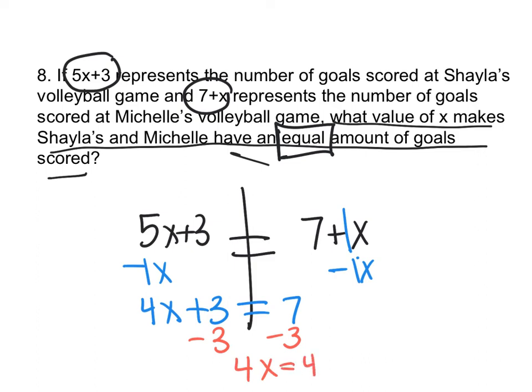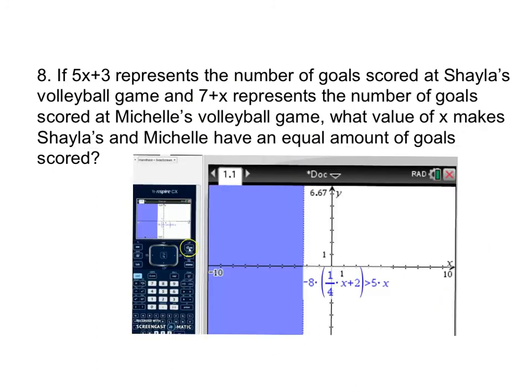Lastly, in order for me to get rid of this 4, I need to divide. So I have 4x equals 4. I'm going to divide by 4 on both sides. So x equals 1. Now I'm just going to show you how to do it on nSolve to double check your answers.